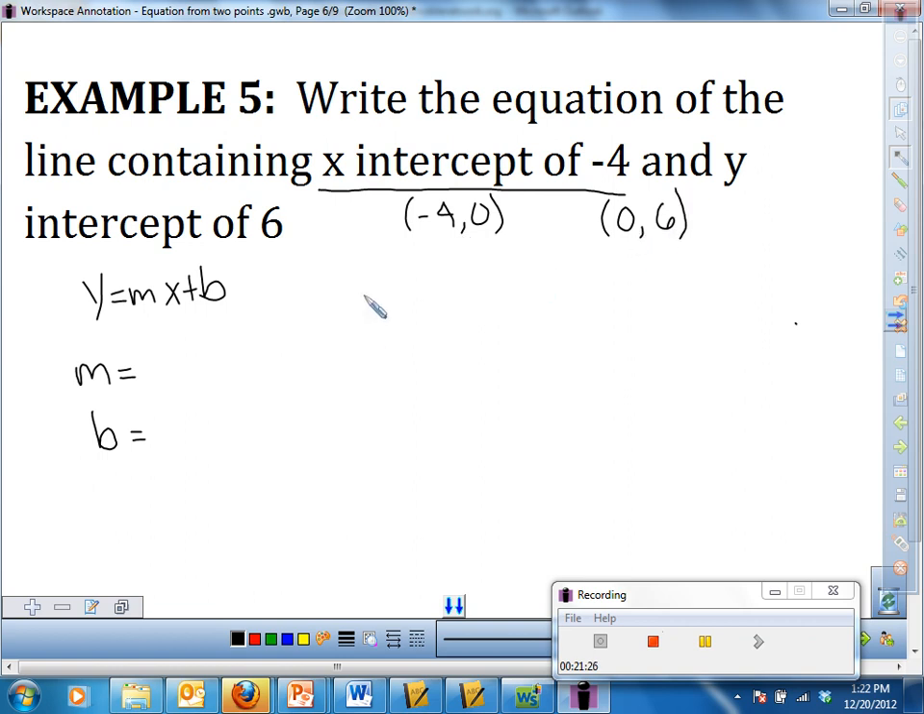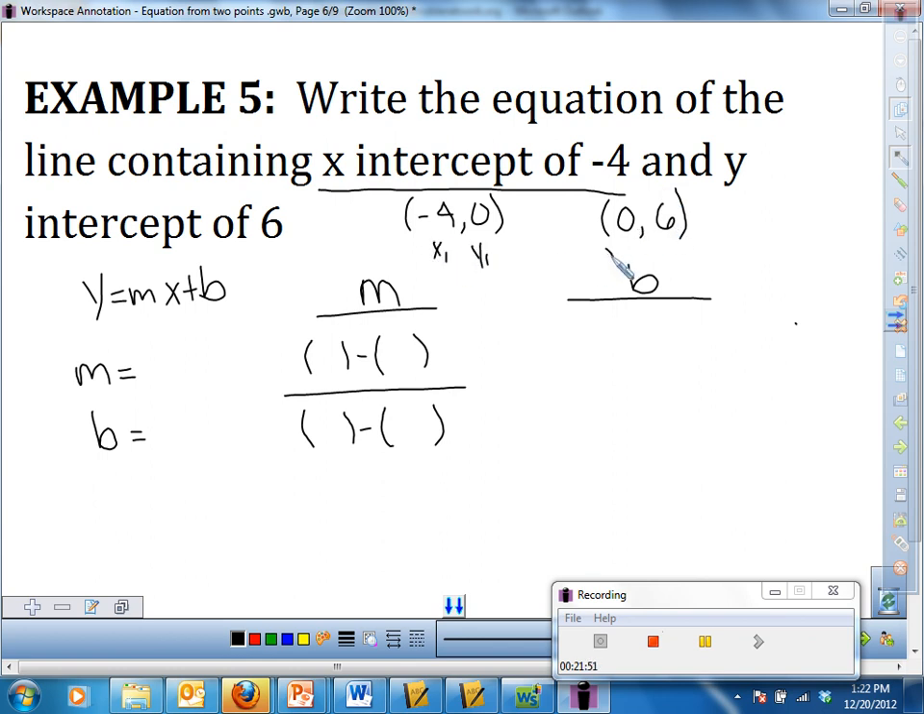Now I have 2 points that I can work with to find what my slope is and what my y-intercept is. So I'm going to write out m and b. I know I'm going to use my equation, and you'll notice that I've stopped writing the formula, but look back in your notes if you need it. I'm going to label my points, x1, y1, x2, y2. y2 is a positive 6. y1 is 0. x2 is 0. x1 is -4.